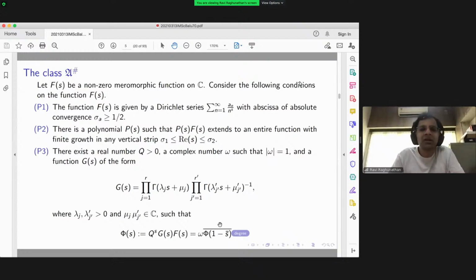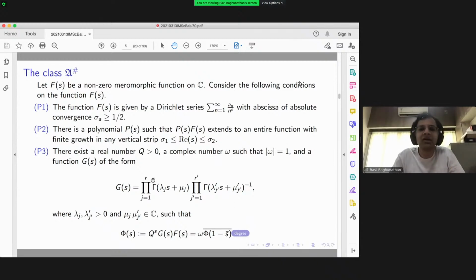Okay. So we will have to look more closely at these functions g of s. Let's look at the structure. I'm allowing a certain number of gamma functions in the numerator of the form gamma of lambda j s plus mu j, j equals 1 through r. I'm also allowing some gamma functions in the denominator. So I can also divide by gamma of lambda j prime s plus mu j prime, and so on. Okay, so this is, as you can see, more complicated.